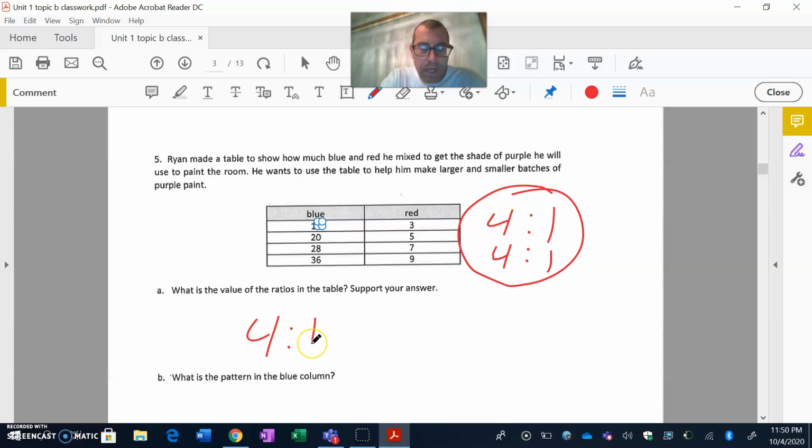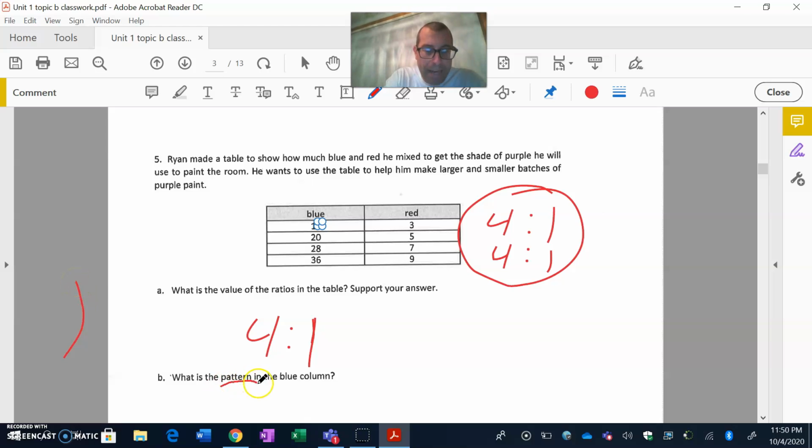They did want you to support your answer, and that's what we're doing here. So we can divide both of those by 7, and you're going to get a 4 and a 1. Divide both of those, 36 and 9, by 9, and you're going to get a 4 and 1 as well. Okay, so what we're really interested in here are these next questions that are moving forward.